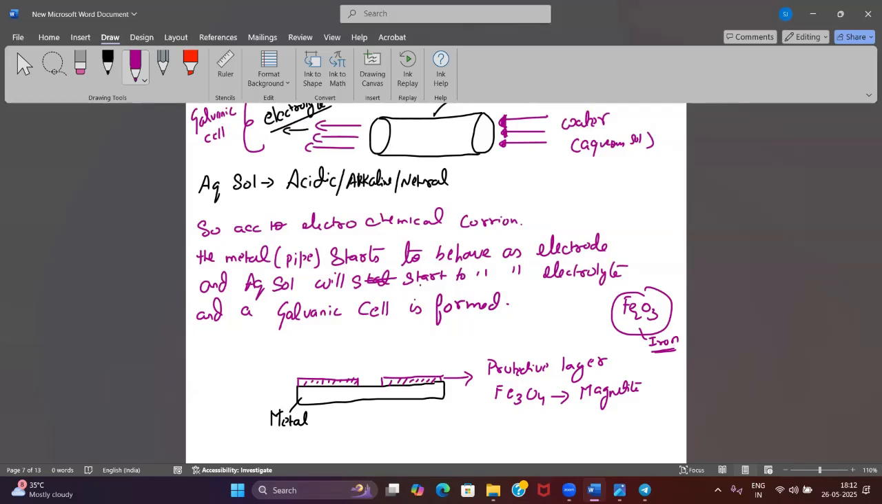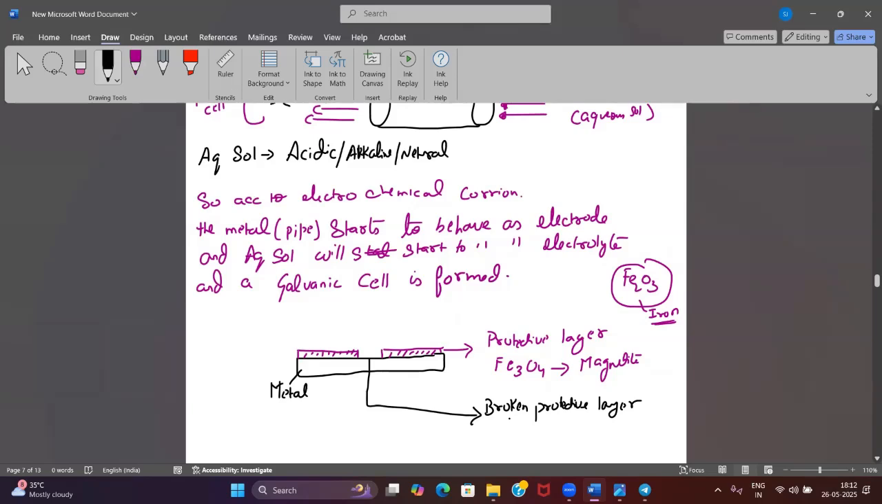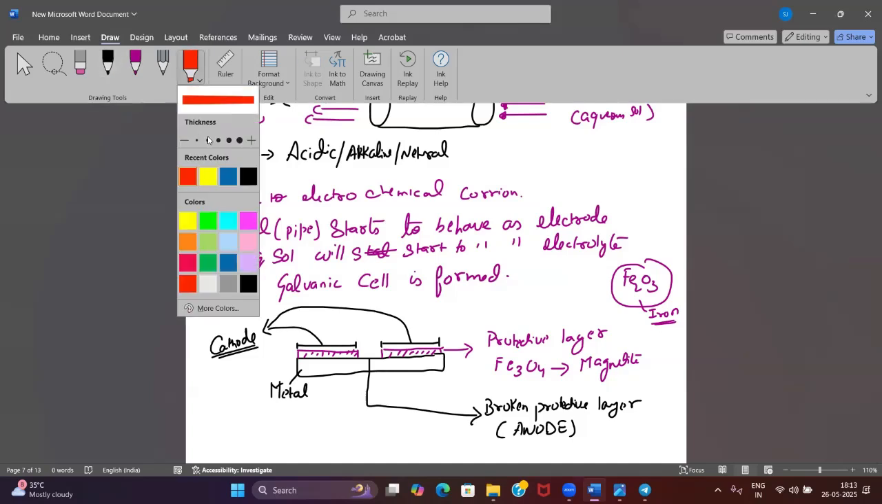So you have this protective layer, but what if the protective layer is broken? Can you see here? I've broken this protective layer at this part. Wherever the protective layer is broken, the surface around it will become anode. And once anode is formed, the rest of the parts, from here to here, will become cathode. Is it understood? अभी तक समझ आ रहा है सब कुछ? And on top of it, what is flowing over here?